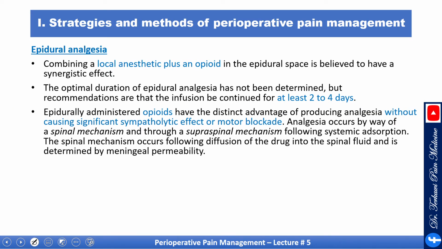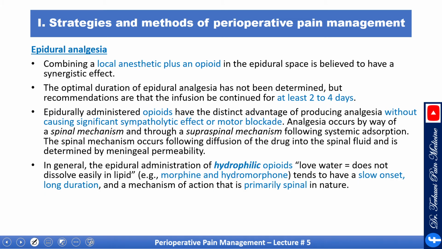Epidurally administered opioids have the distinct advantage of producing analgesia without causing significant sympatholytic effect or motor blockade. Analgesia occurs by way of a spinal mechanism and through a supraspinal mechanism following systemic absorption. The spinal mechanism occurs following diffusion of the drug into the spinal fluid and is determined by meningeal permeability.